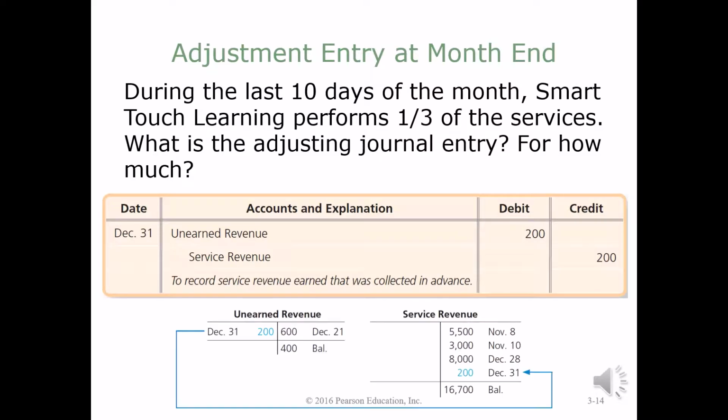You can see with our two T accounts here what it looks like when we move $200 out of unearned revenue and into service revenue. We've now reduced our unearned revenue down to $400, and the $200 goes to increase our November and December balance in revenue.